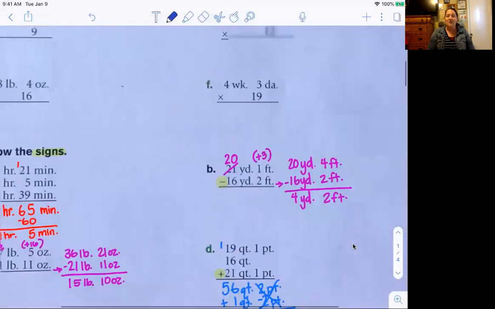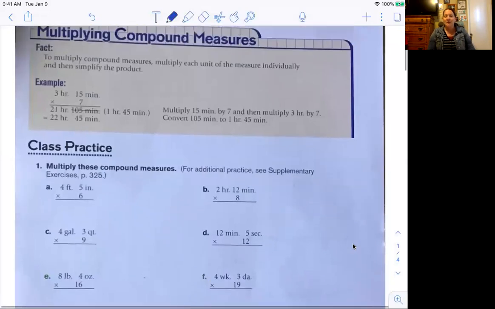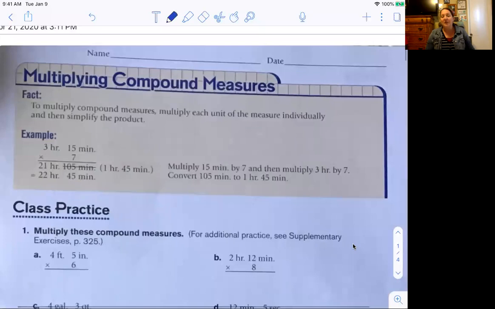Let's go ahead to go to the top of this paper, and we're going to do today's lesson. Let's look at the fact in the yellow box. It says, to multiply compound measures, multiply each unit of measure individually, and then simplify the product.